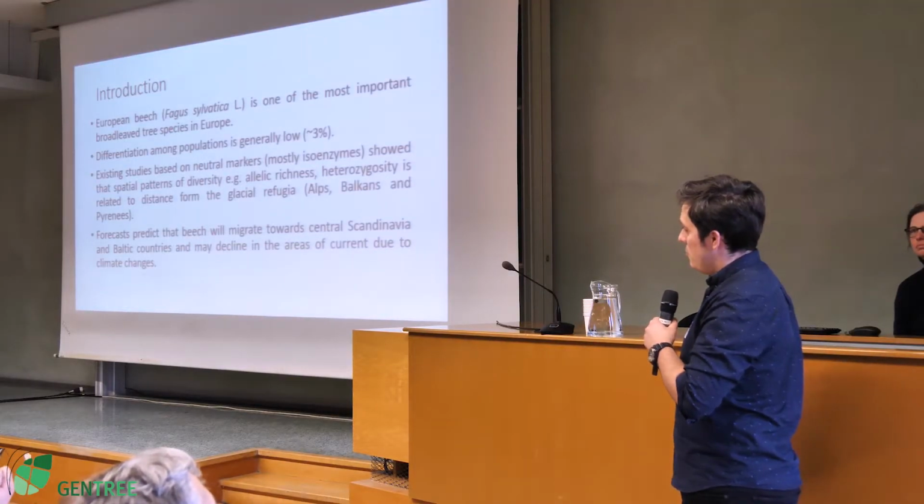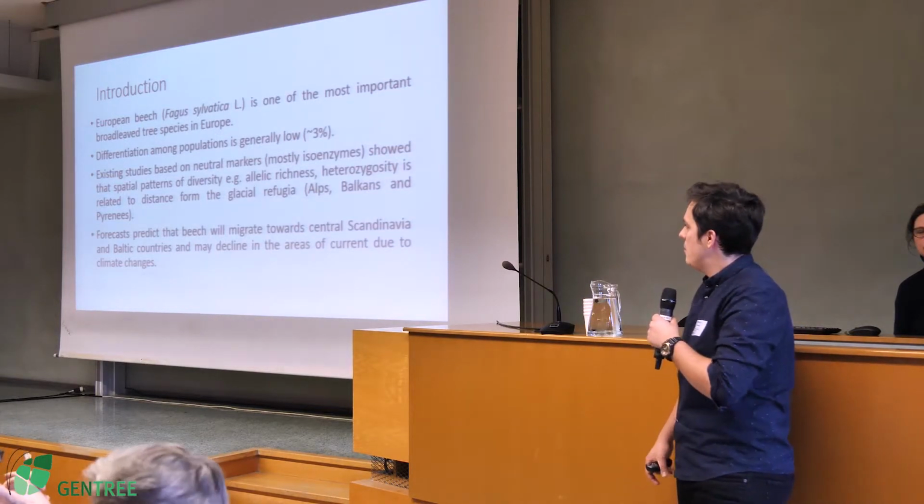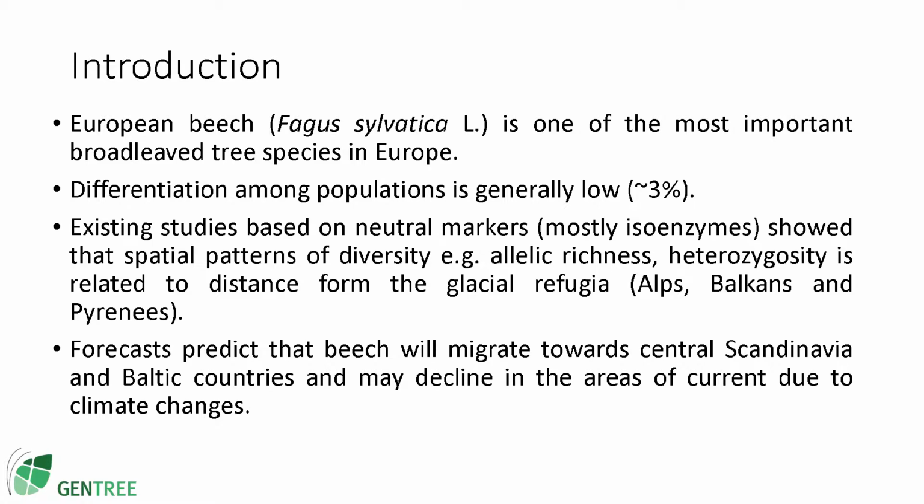We are talking about European beech, probably among the top three broadleaf tree species in Europe. It has a wide range of representation, but its differentiation among populations is generally low. Existing studies based on neutral markers show patterns of genetic diversity, for example in allelic richness and heterozygosity, which are related to distance from glacial refugia.